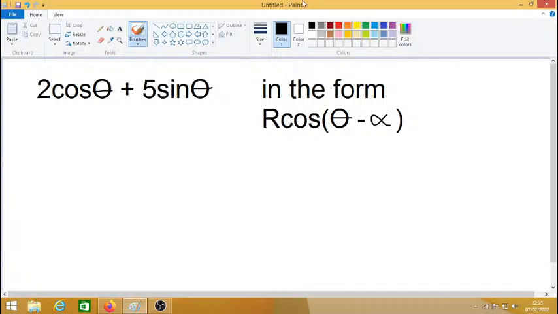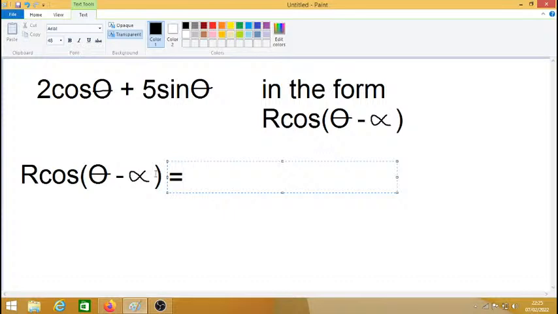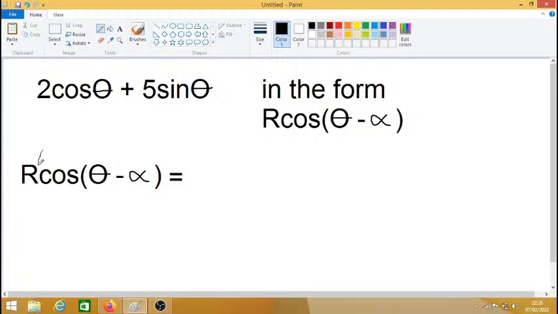Okay, because we're told in the question that the form is r cos theta minus alpha, not r sine. That's what we're going to start with. We're going to take this r cos theta minus alpha and expand it out, or rewrite it in the other form. So we can put r at the beginning of everything, multiplying out everything at the end.